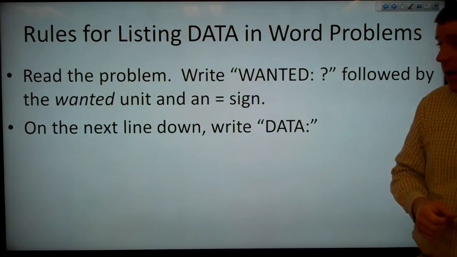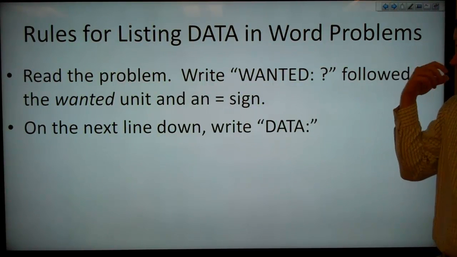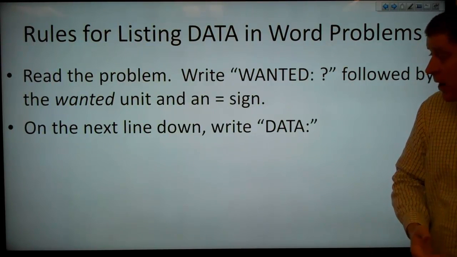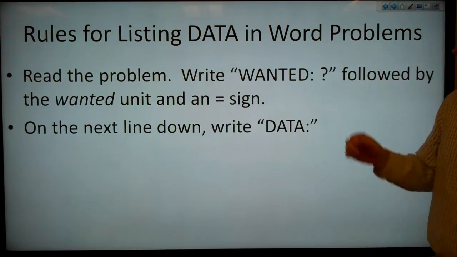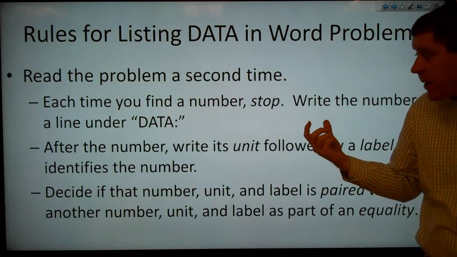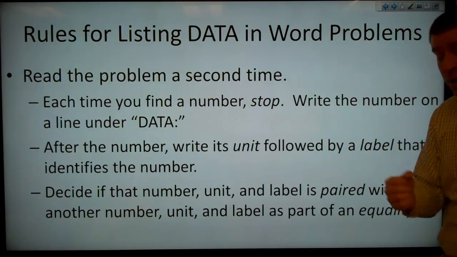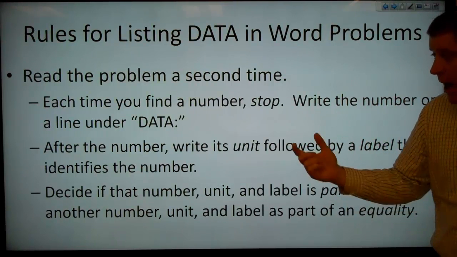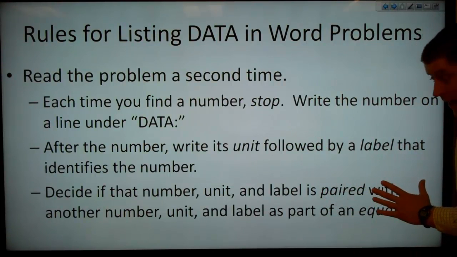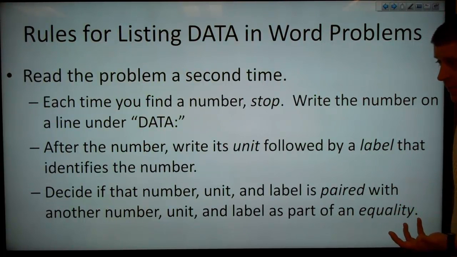First off, read the problem. Write down the wanted, question mark, followed by the wanted unit and an equal sign. And then on the next line, write down data. Then go back and read the problem a second time. And every time you find a number, stop. Write the number on a line under data. After the number, write its unit, and then write a label that identifies what that number is.